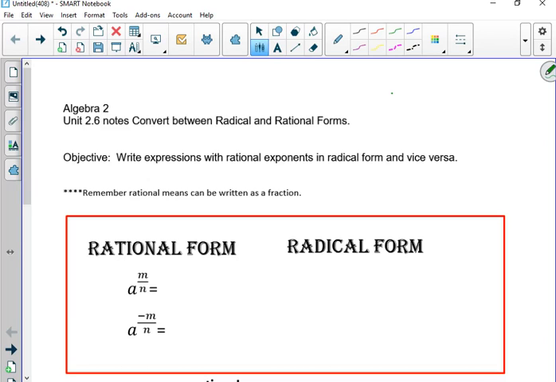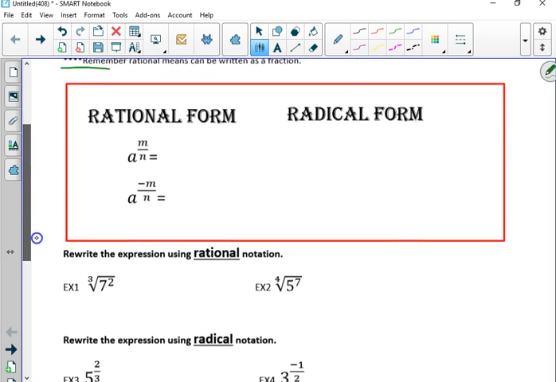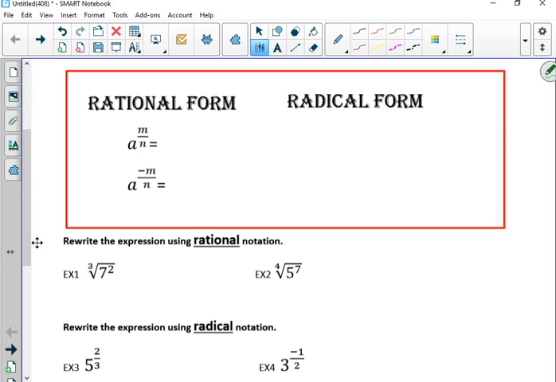Okay, 2.6. Converting between radicals and rational forms. Our goal is to write expressions with rational exponents in radical form and vice versa. Switch back and forth. And very important here to remember, rational means it can be written as a fraction. So rational form is a to the m over n as a fraction.